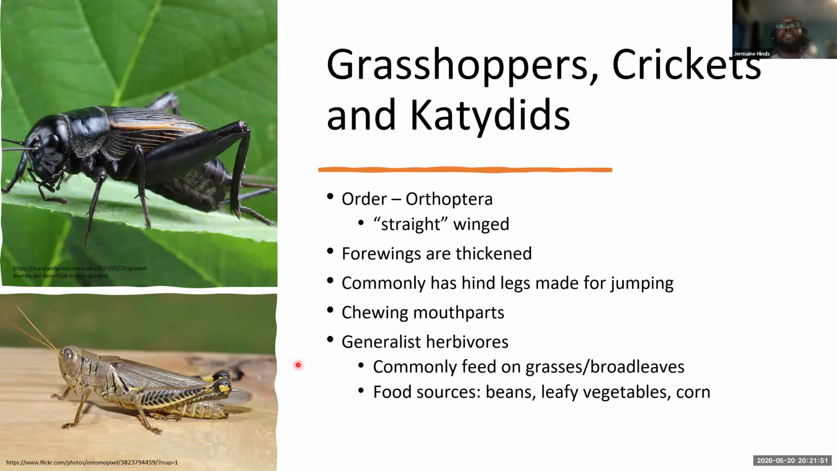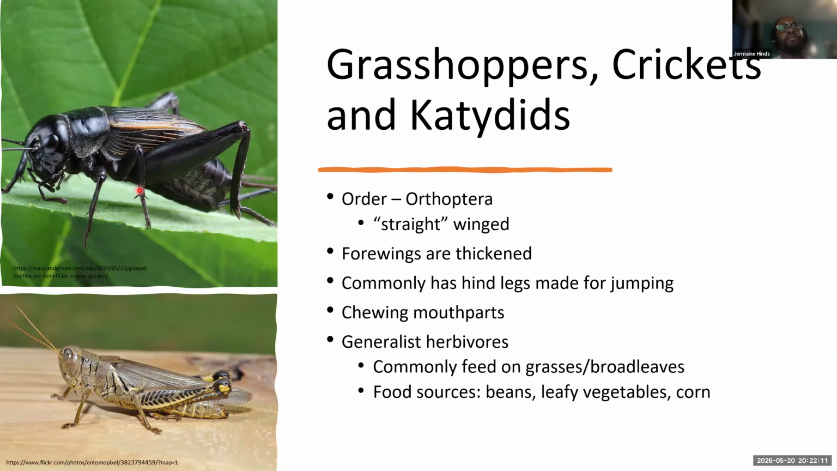Your grasshoppers, katydids, and crickets are in the order Orthoptera. Ortho means straight, ptera means wing, so your straight-winged insects. They have four wings that are leather-like and thickened, and they commonly have hind legs specialized for jumping.